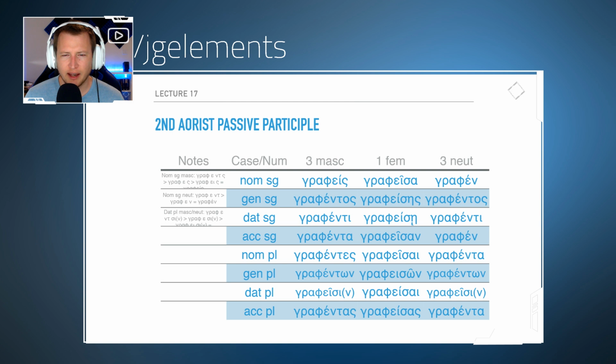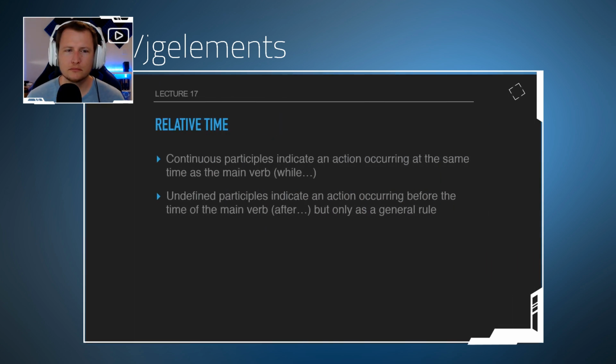And probably translate it after being written. Something like that. Now remember, participles have relative time. They don't have time built in. They derive their time based on the context of the main verb. Okay? Continuous participles we learned last week.